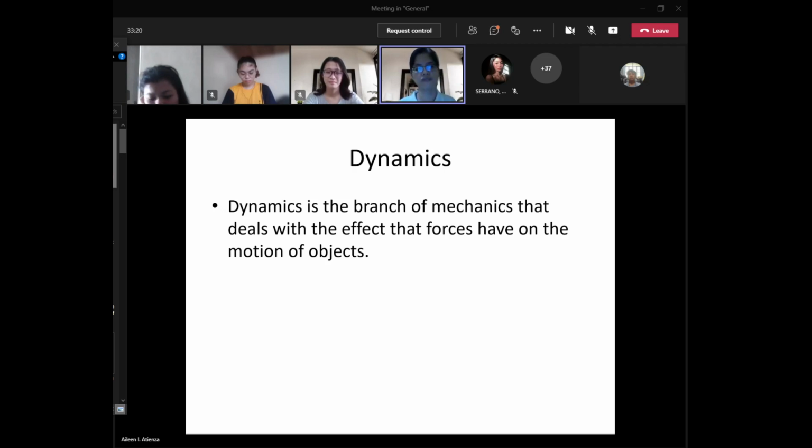Mentioned about mechanics, if we are dealing with the forces, okay? So we're dealing with the motion of the body and focusing on the causes of the motion of these bodies. Dynamics is a sub-branch of mechanics that deals with the effect that forces have on the motion of the objects.